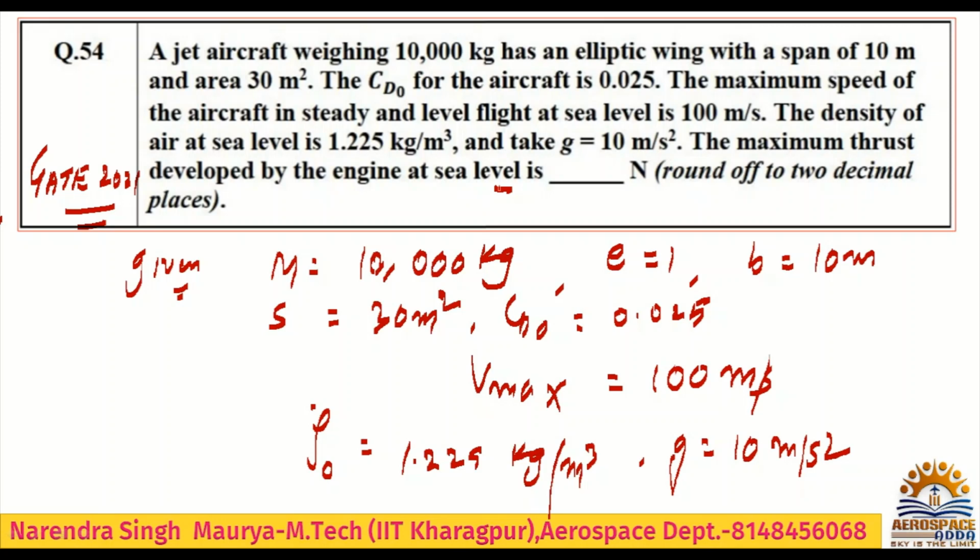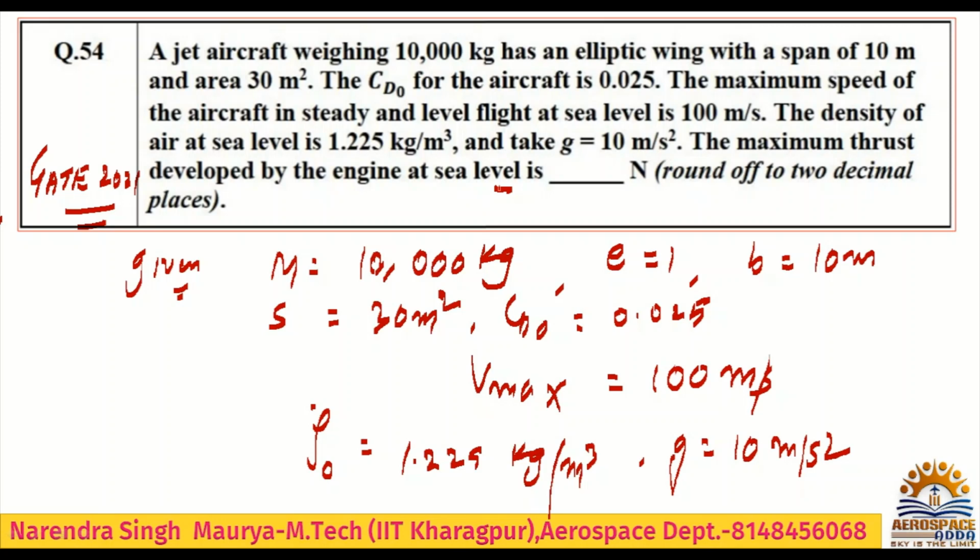Okay, so this is the problem, guys. All right, so as per given data, CD naught they have given to you, and Oswald efficiency for an elliptical wing, you know, is equal to 1. Span they have given to you. All right, so we'll proceed with this problem.